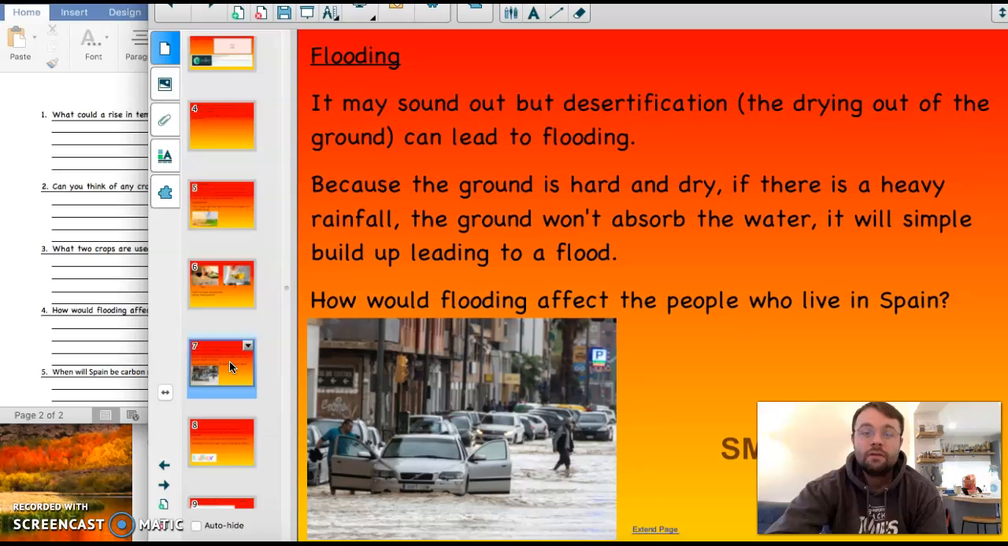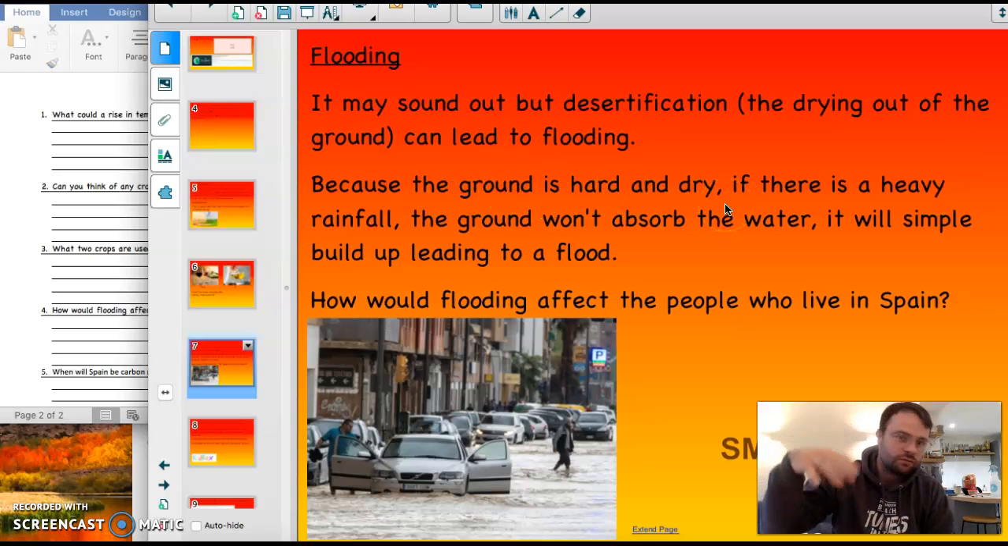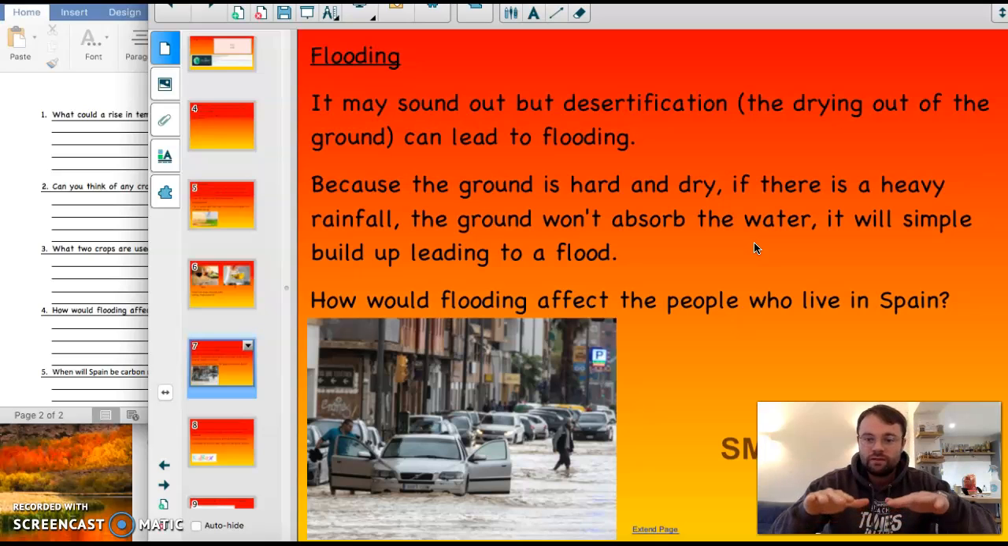Okay, next. Flooding. It may sound odd, that's supposed to say odd, not out. It may sound odd, but desertification, the drying out of the ground, can lead to flooding. So because the ground is hard and dry, if all of a sudden there's loads and loads of rain all at once, the ground won't be able to absorb any water. It's hard, it's cracked, it's going to be like concrete. It will simply build up, all of this water from this rainfall will build up and up and up, and it will lead to a flood.